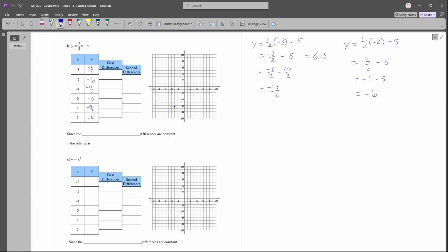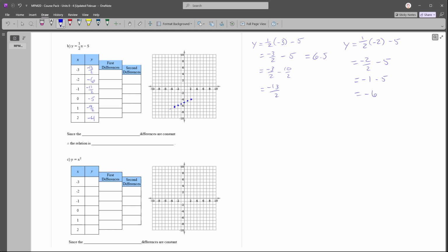Okay. And then -2, -6. Interesting. -1, -5.5. Where'd it go? Right about there. 0, -5. 1, -4.5. And then 2, -4.